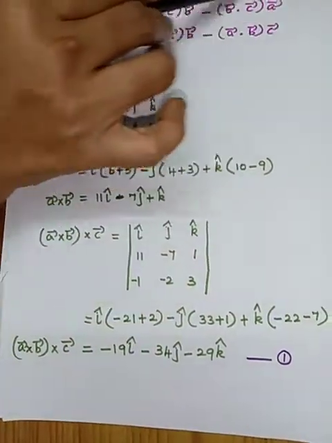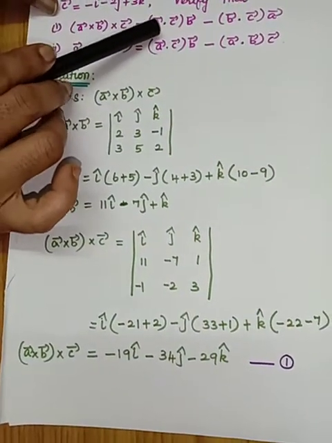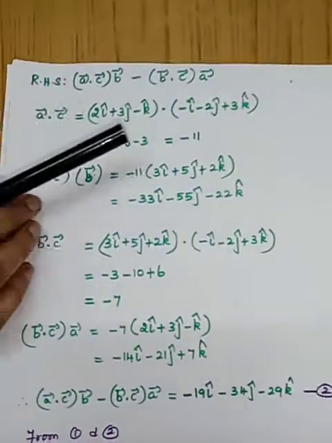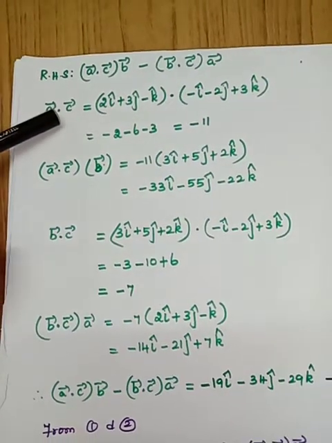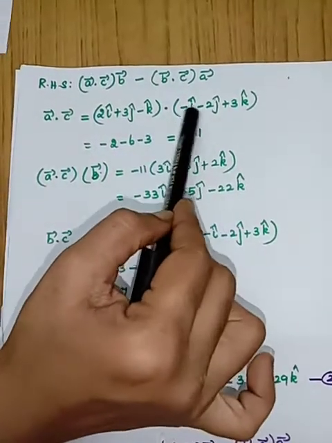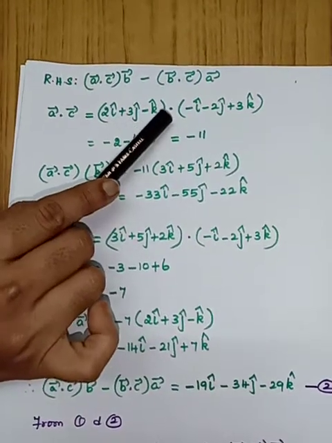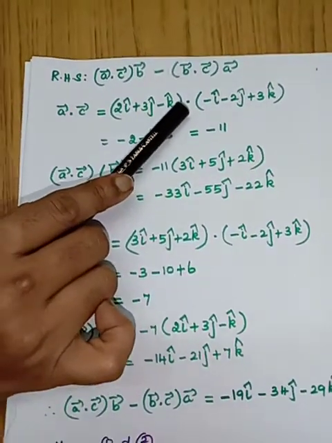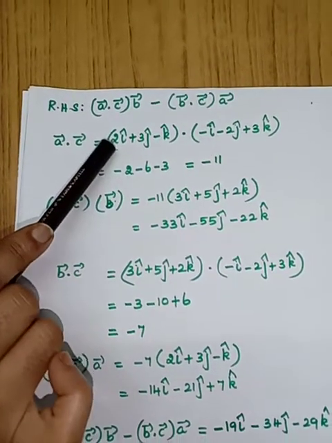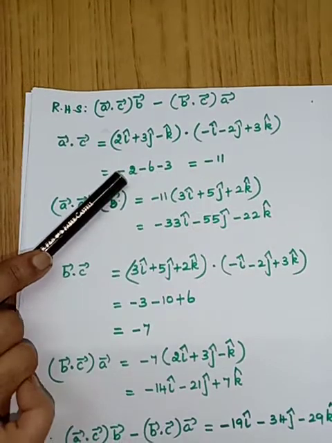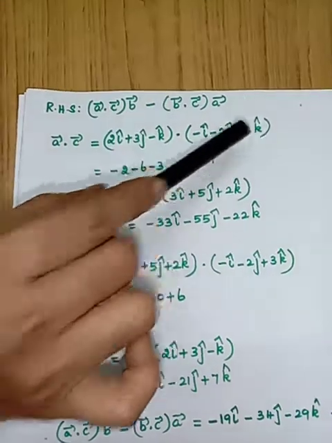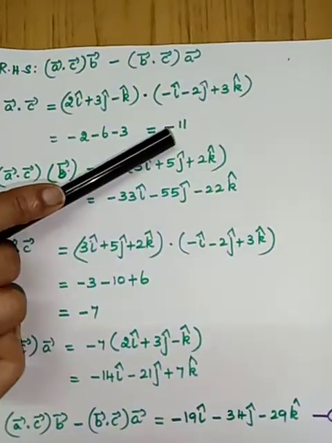Next we have to move to the right hand side. Right hand side first term is what? A vector dot C vector. You look at this. This is your A vector and here you are having the C vector. In between you are having dot. So how to take the dot product? You have to multiply the same components, then add. So 2 into minus 1, that is minus 2. Plus 3 into minus 2, that is minus 6. Minus 1 into 3, minus 3. So your answer is minus 11.